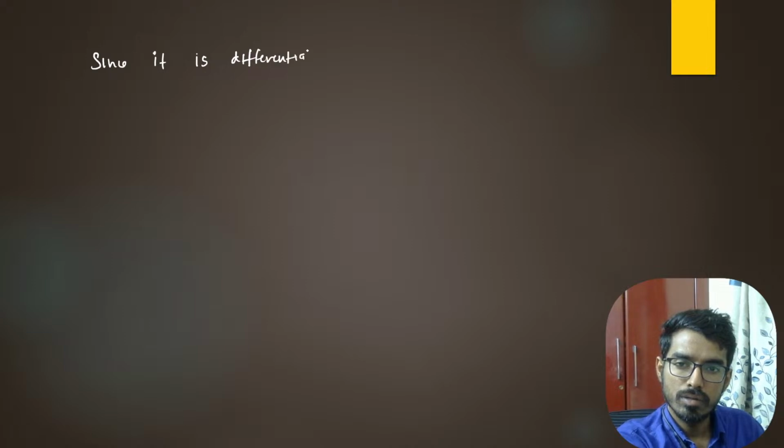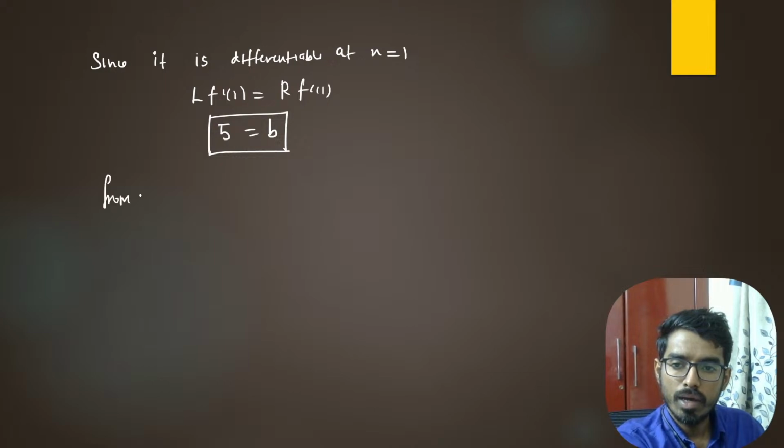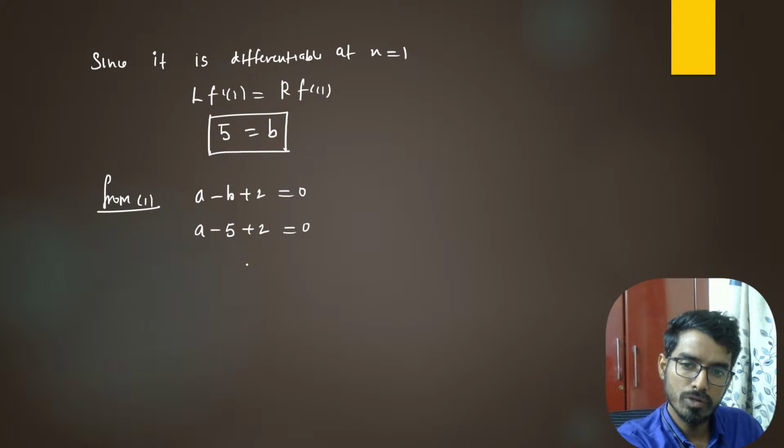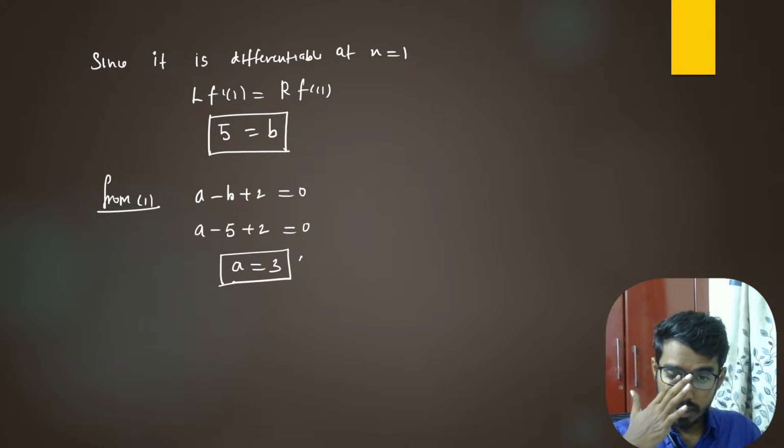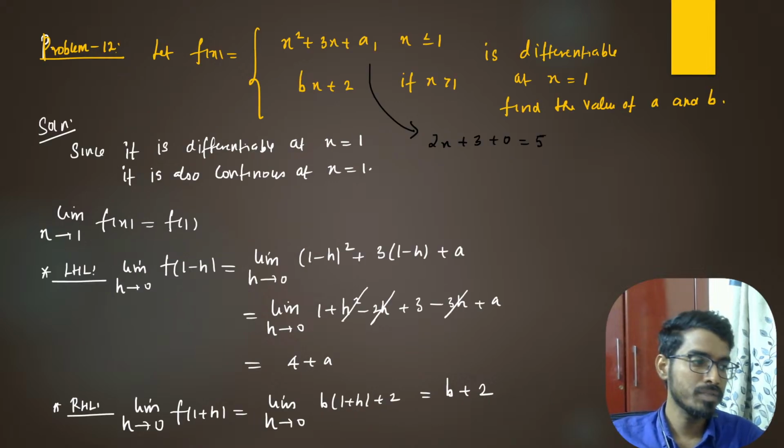Okay. So since it is differentiable at x is equal to 1, L of f dash of 1 is equal to R of f dash of 1. So L of f dash of 1 is 5, R of f dash of 1 is b. So we have got b to be equal to 5. And from 1 we know that a minus b plus 2 is 0. So that means a minus 5 plus 2 is 0. That means a is equal to 3. So that when a is 3 and b is equal to 5, the function will be continuous as well as it is differentiable also.